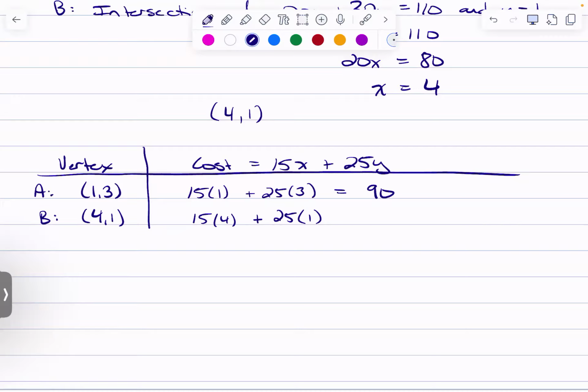15 times 4 is 60 plus 25, 85. Now remember, we want to minimize the cost, right? You get to choose, well, it's going to cost you 85 or 90. I choose 85.